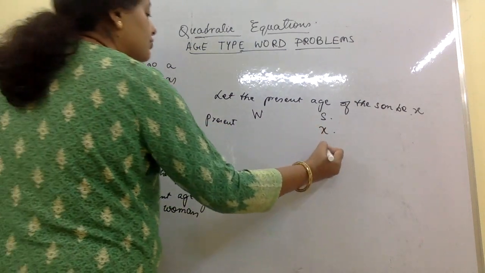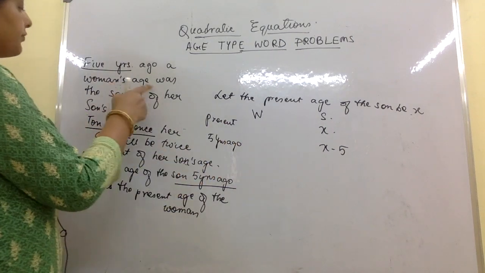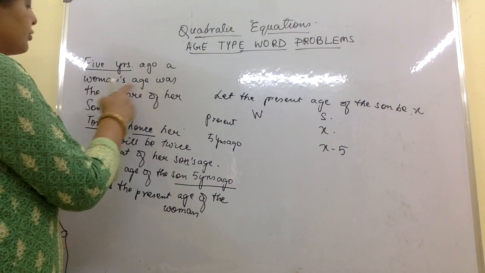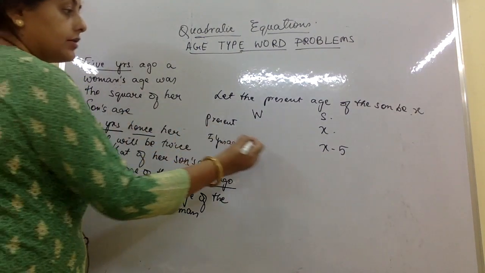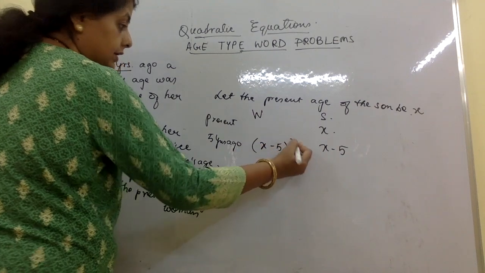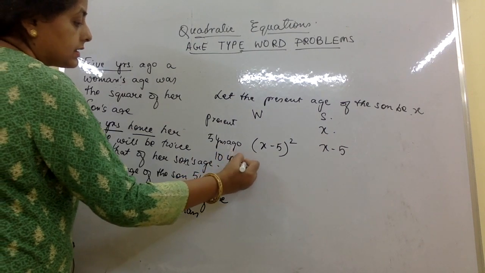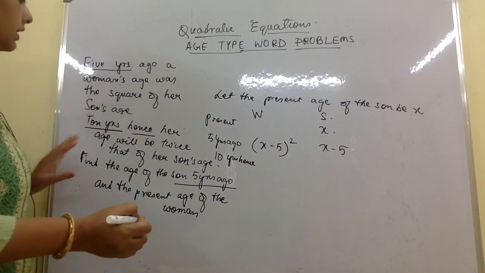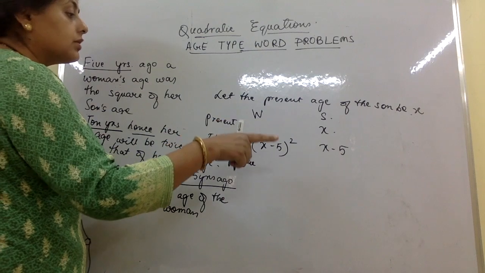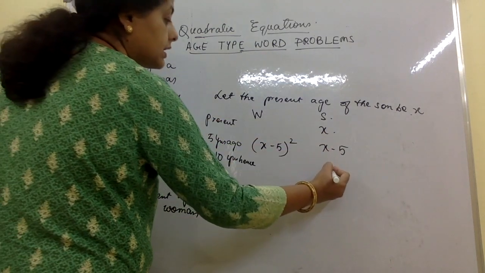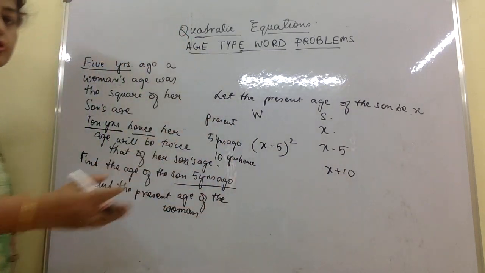Then 5 years ago, how much was the son? This is the son, 5 years ago. And how much was the woman? She was the square of her son's age then. They didn't write the word then, but it actually means then. So square of her son's age then. So this was the son's age and this is the woman's age. 10 years hence, that is after 10 years, her age will be twice that of her son's age. The woman's age will be twice. Now 10 years hence means the son is x plus 10. This is the second style of writing that I wanted to tell you.